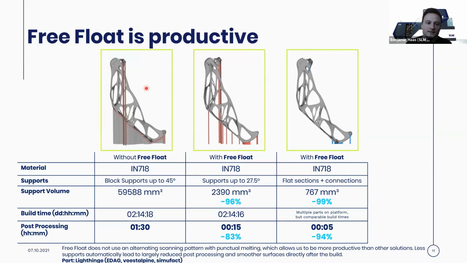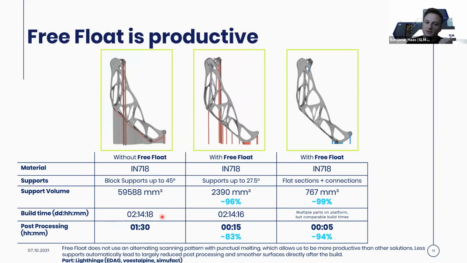And this is basically the standard process that you would use without FreeFloat, and basically support every surface at an angle of 45 degrees or lower. This would then give us the support volume here, and the part builds on an SLM 280, 2 days, 14 hours, and 18 minutes to be precise. And then it takes 1.5 hours in post-processing. So we only built this part on a single platform, nothing else, just this part.